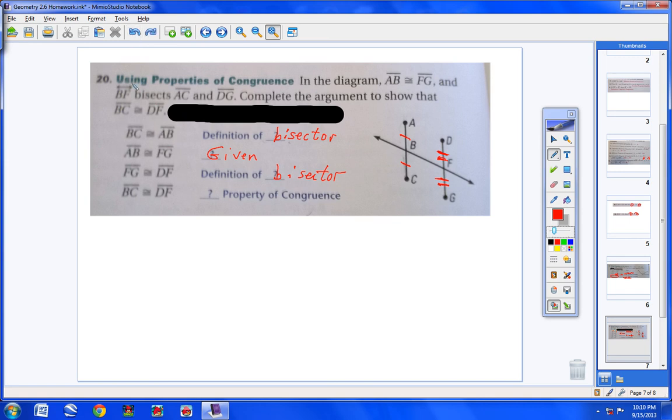Got it? And then AB is congruent to FG. Got it? And then FG is congruent to DF. So think about it. If BC is congruent to AB, and AB is congruent to FG, and FG is congruent to DF, then I can definitely state that BC is congruent to DF by the transitive property. That's transitive. Transitive property. I hope that helped. I know it's not easy, but that's how you would do that.